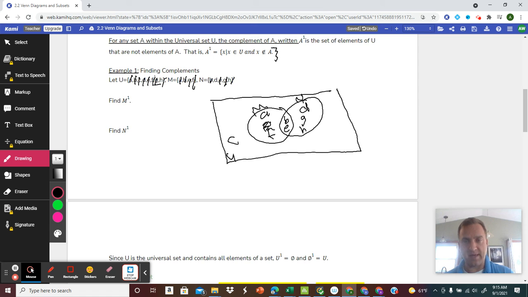So M complement is everything that is not in M. So here is M. So everything that's not in M is going to be C, D, G, and H. So I'm just going to write M prime or M complement is going to be C, D, G, and H. Similarly, N complement is everything on the outside over here that's not in the circle within N. So N complement is A, C, and F.